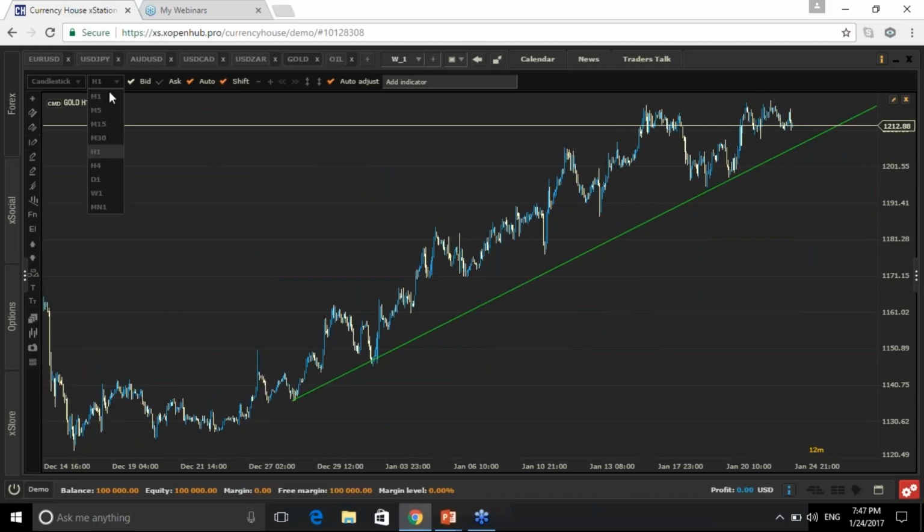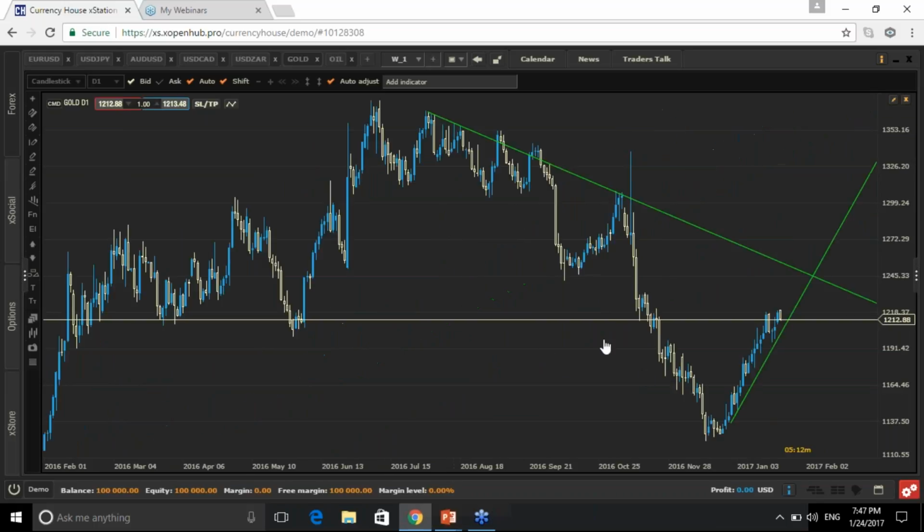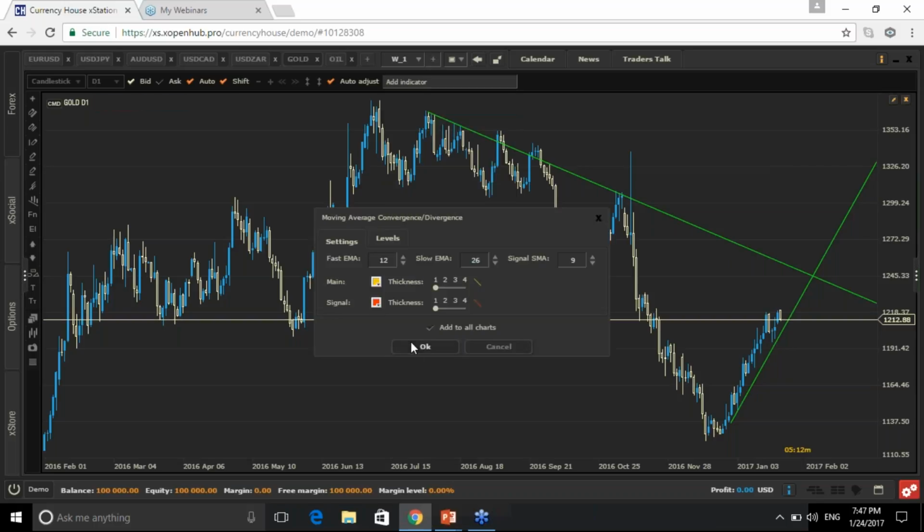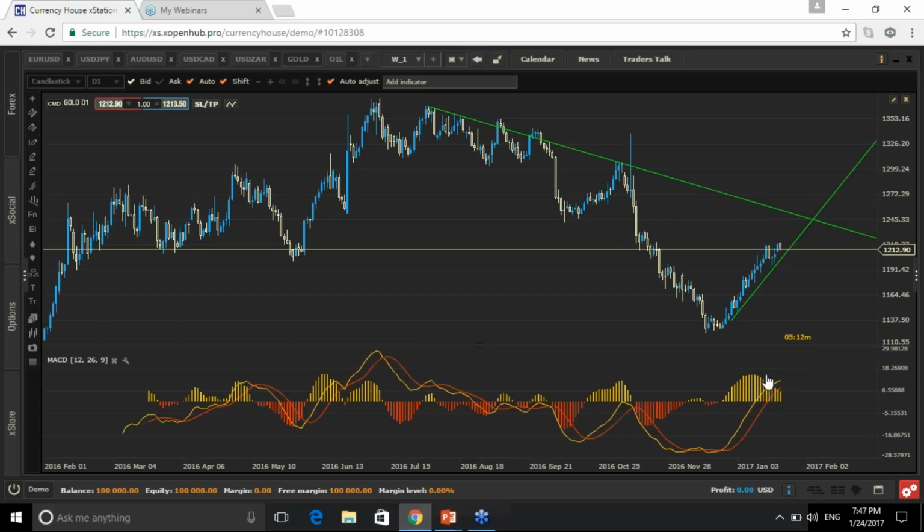You know what I forgot to show you? It's the same daily chart. Wow, interesting. MACD. You see this? This is a divergence. It's a strong signal, a very strong signal. So we got a sell signal.